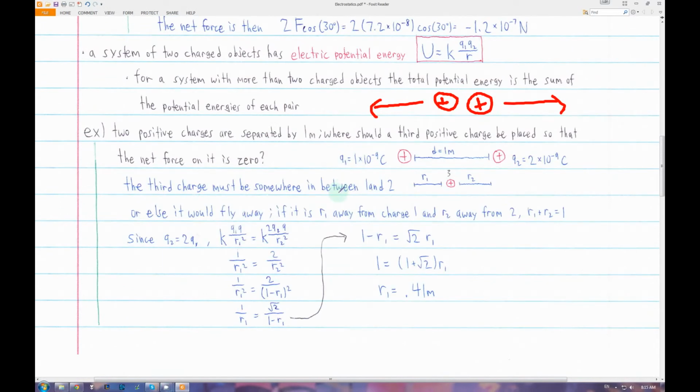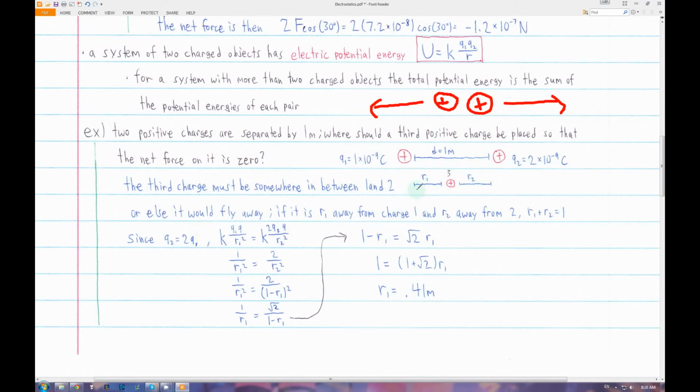So let's say we have two positive objects separated by 1 meter, and we want to put a third positive charge so that the net force on it will be 0. So we know that we have to put it somewhere in between these two charges, because if it was on either side, then it would just go flying off. So we can call the distance from the third charge to the first charge r1, and from the third charge to the second charge r2.